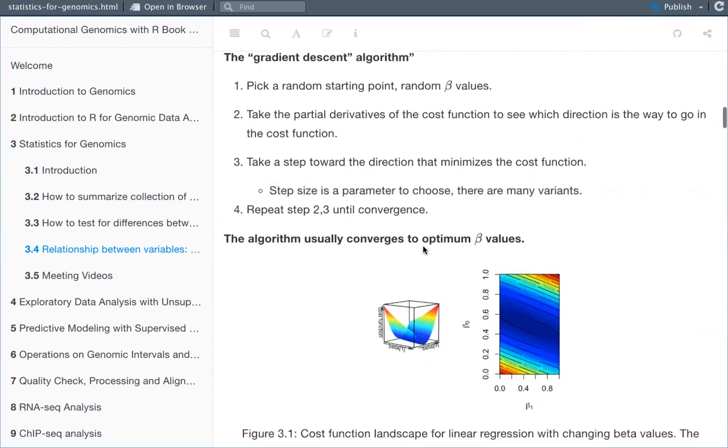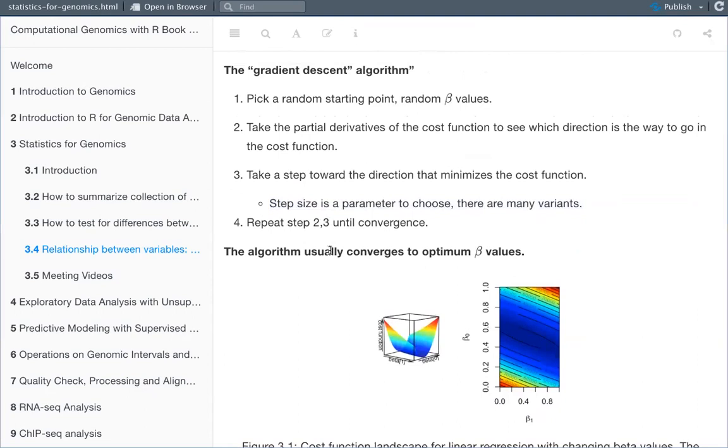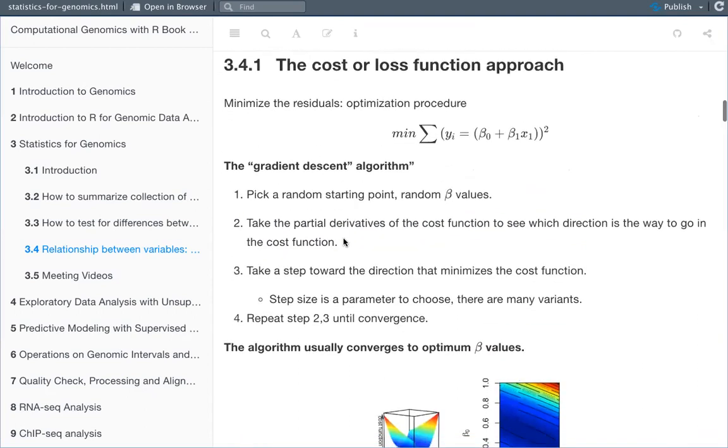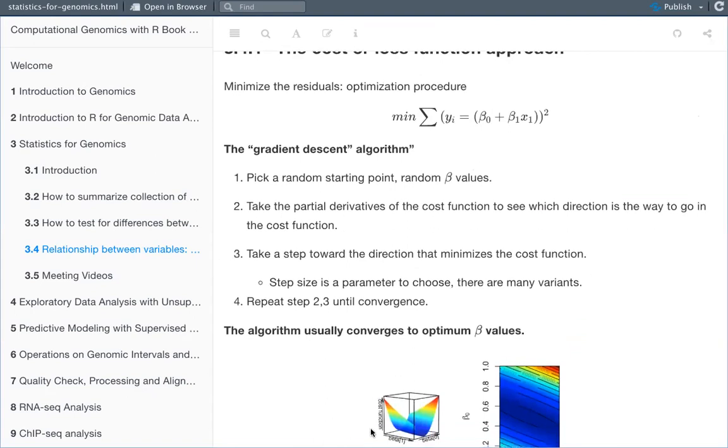Okay, this is not very clear, I would like to expand a bit more on that. Let's go back to the book and see.